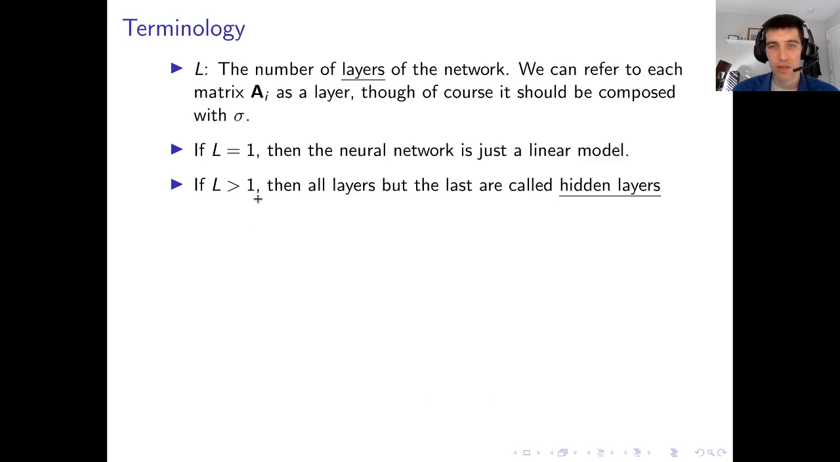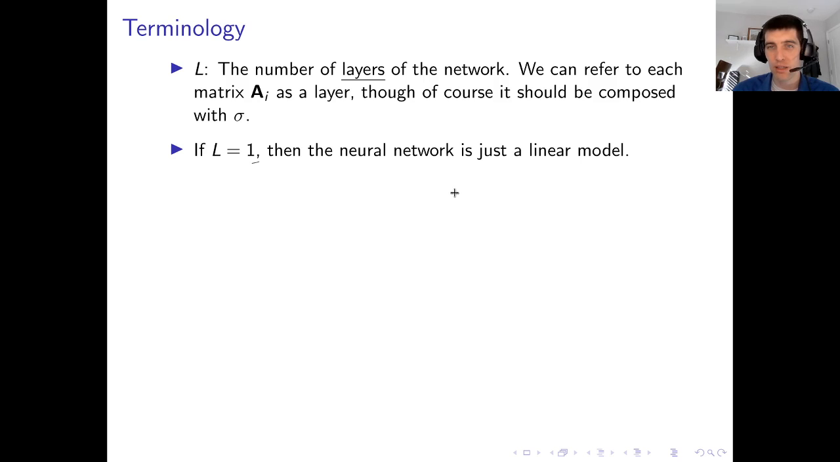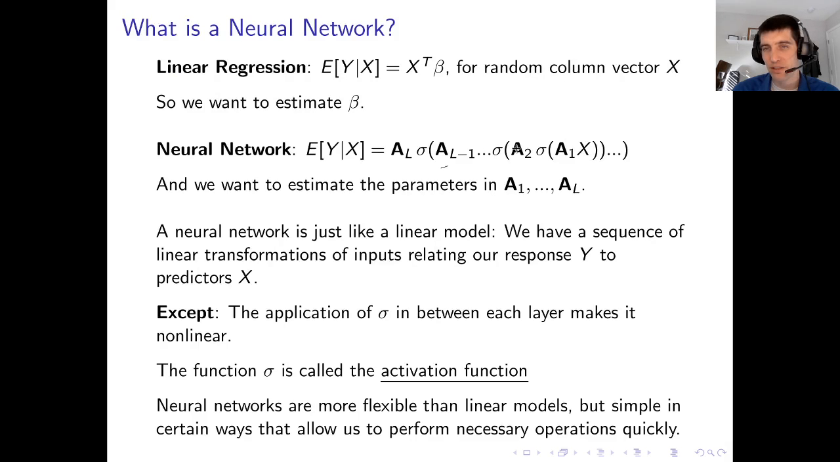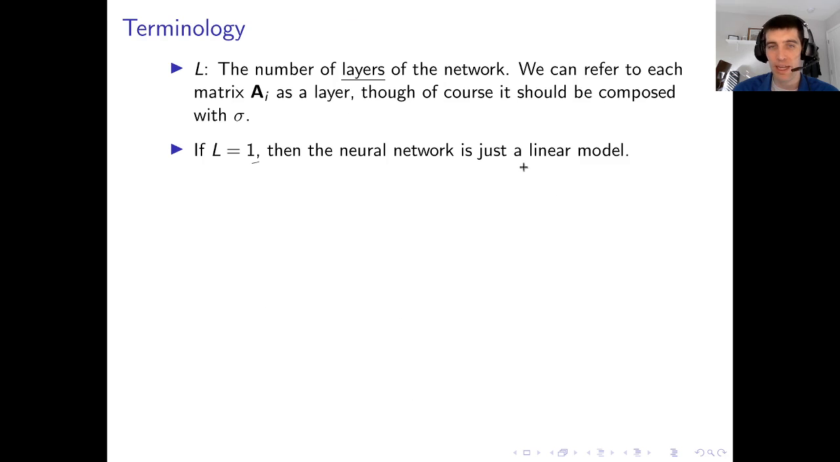If L is greater than 1, then all the layers but the last layer are called hidden layers. The reason for this is that these hidden layers, these intermediate layers, perform an operation and then pass some output to the next layer, right? And we don't observe these variables in practice the way that we observe our inputs and our outputs, and for that reason they're called hidden layers.